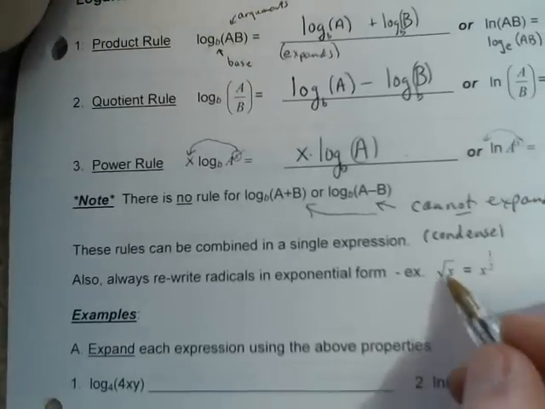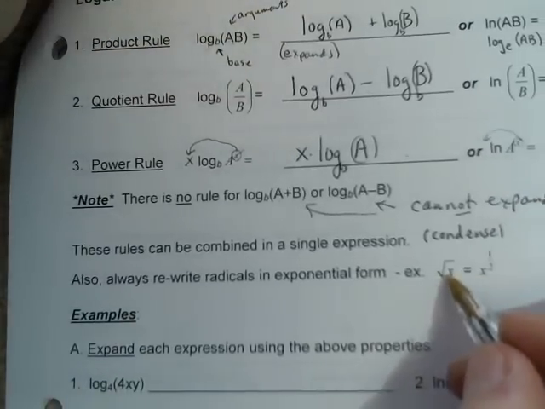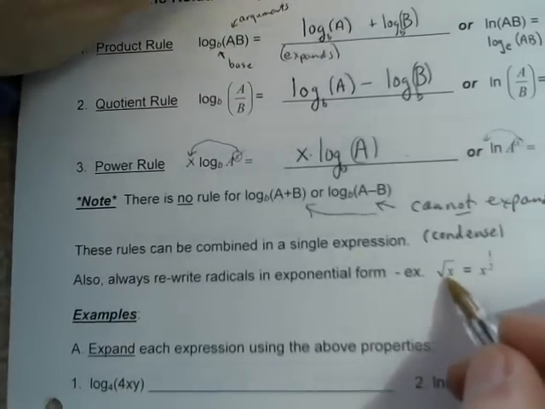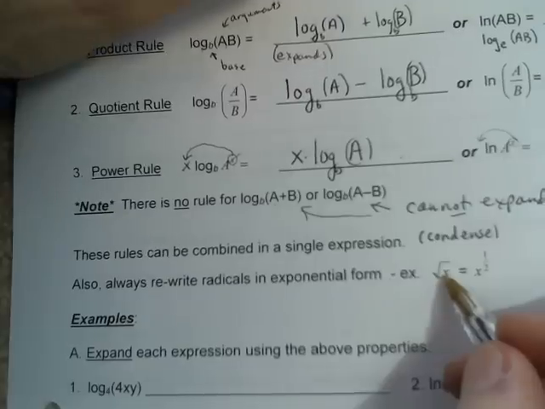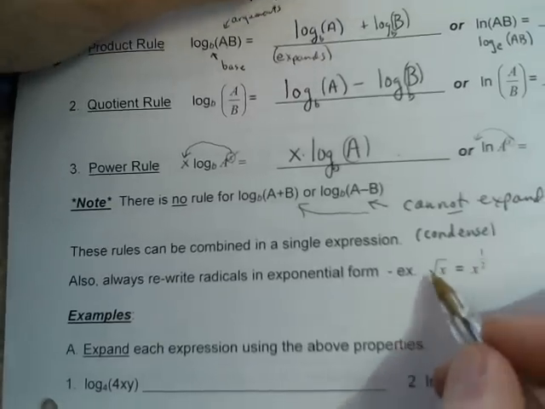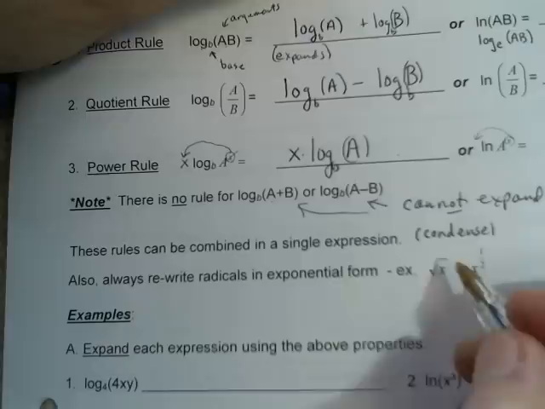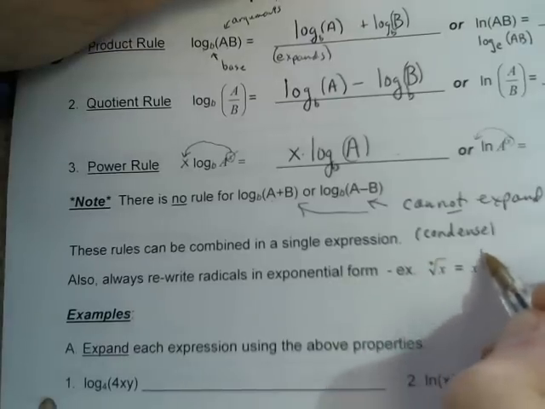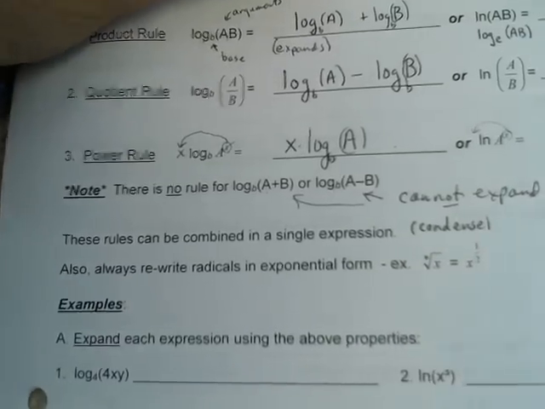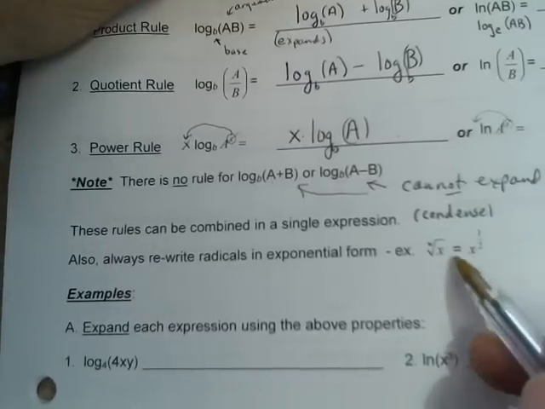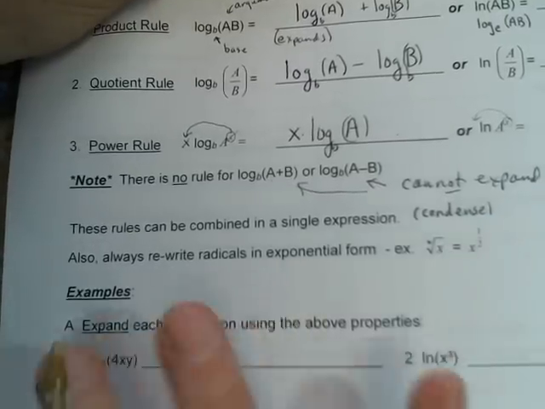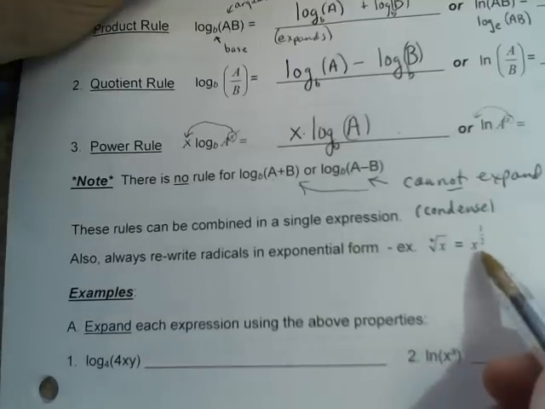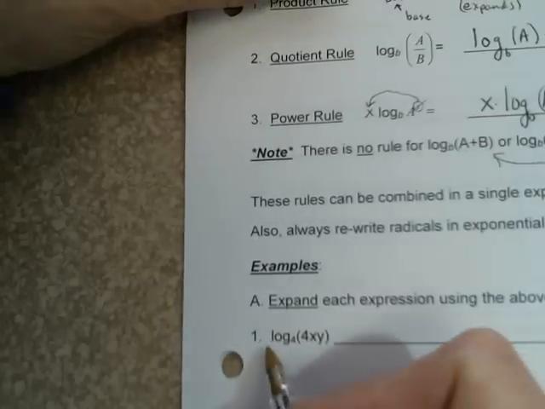Whenever you see a radical written in the argument of a log, you should always rewrite it with a fractional exponent. You can remember that the square root of x, there's a little invisible 2 here. The square root of x is the same thing as x to the 1/2 power. That's just from the last chapter. So if we ever see a square root or a cube root or any radical in a log expression, we're going to write it with an exponent. So here's how it goes.